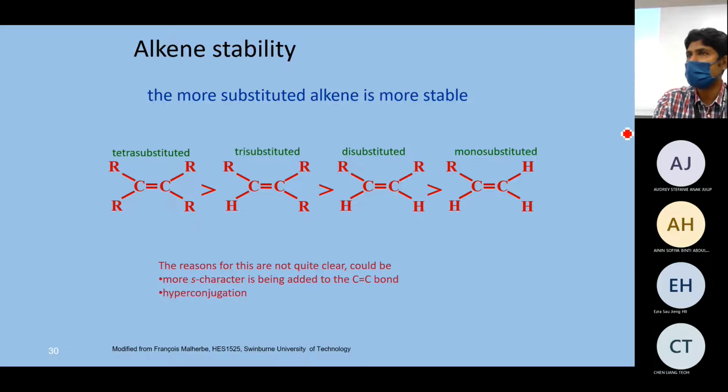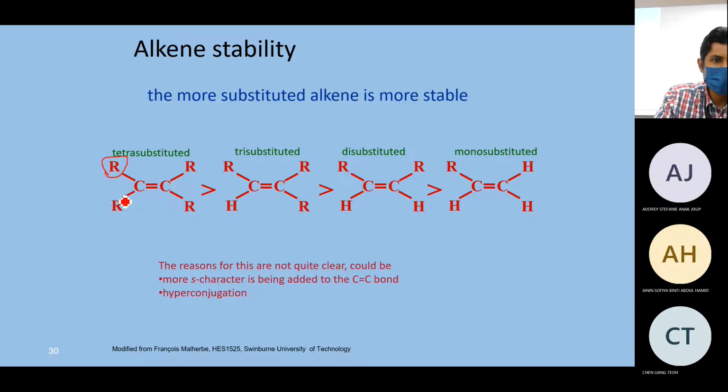And each of these double bonded carbons can have a maximum of four other substituted groups, that's alkyl groups. The more the substitution, that means if all four of them are substituted, that is tetrasubstituted, and this is very stable. For this case, you see that four of them are substituted, so four of them are here. This is the most stable.